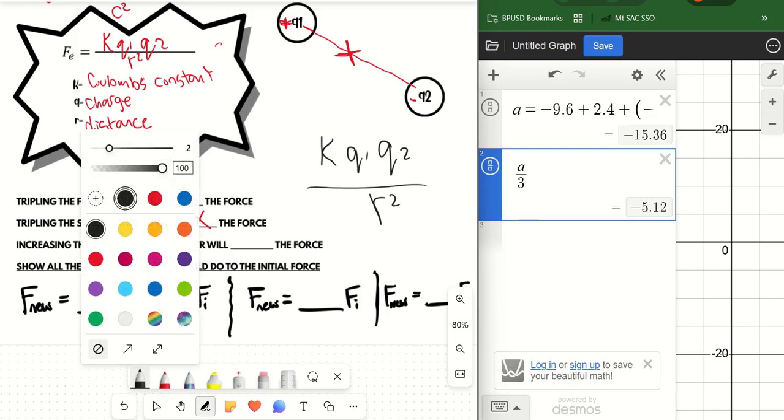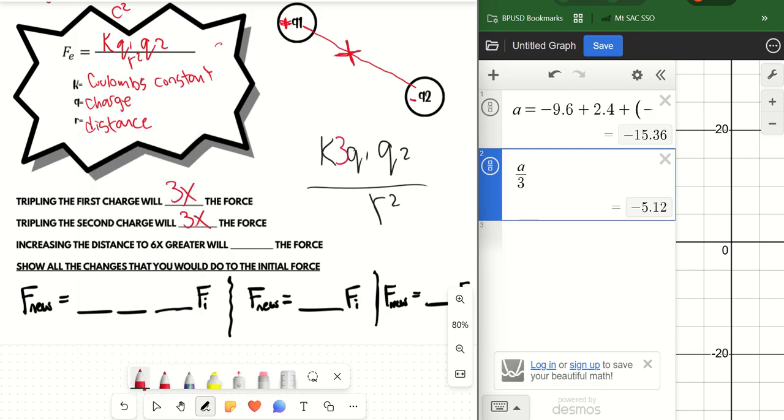Now let's take a look at the first stuff that we did. So if I plug in a 3 right here, when I pull out that 3, it's going to tell me that it is 3 times what my initial value was. Now if I did that with the second one, once I pull that out, I get 3 times what that value was. Now if I look at my distance, if I make this 6 times greater, when I pull that out, I'm going to have 1 over 6 squared, and this is going to decrease it by 36. So it's going to be 1 over 36, the force.